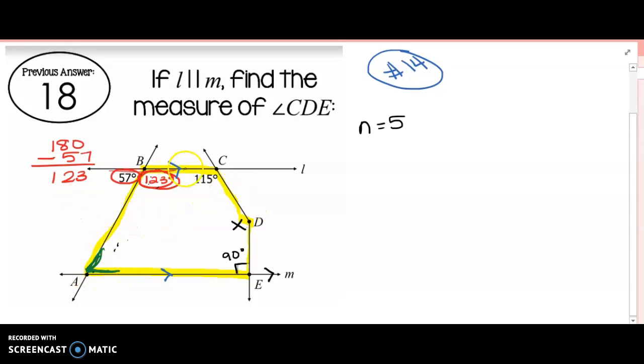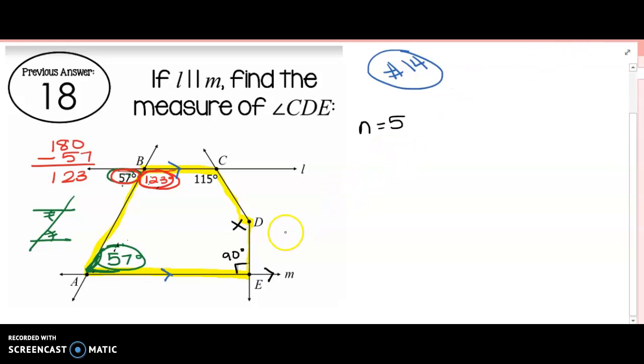Okay, well guys, if line L and line M are parallel, so here's L, here's M, and I have this transversal, I know that this angle here and this angle here are congruent because they're alternate interior angles. Well, these two angles here are the same as this angle here and this angle here. So these two are alternate interior angles, they would be congruent. So this is also 57 degrees.